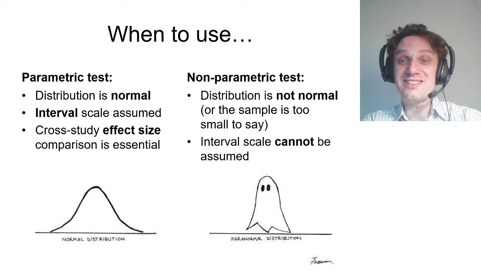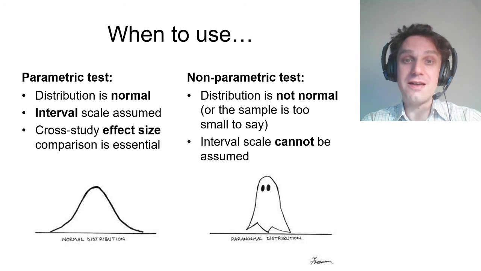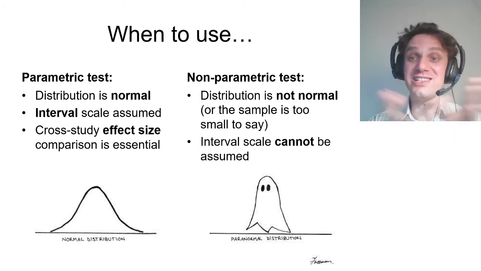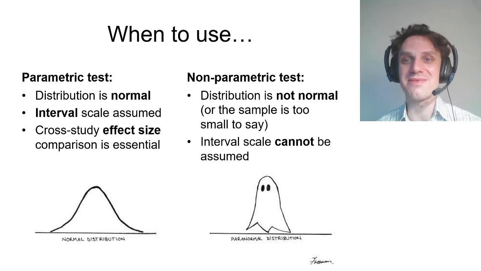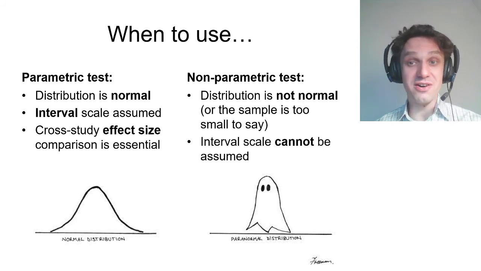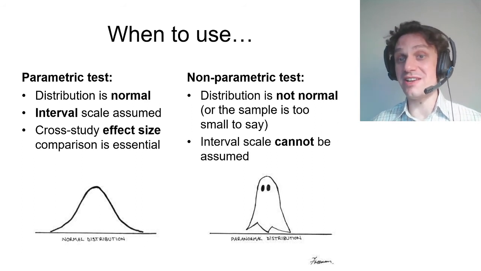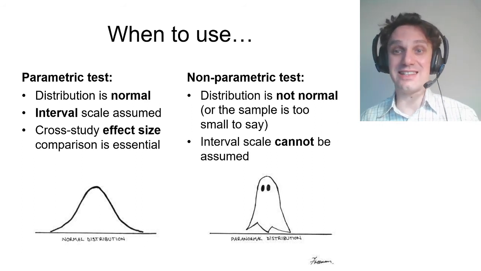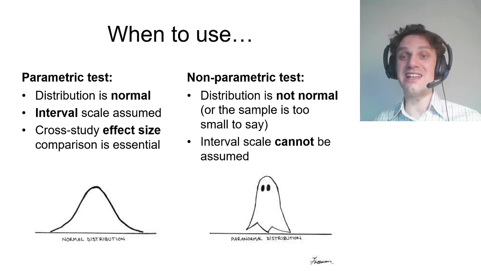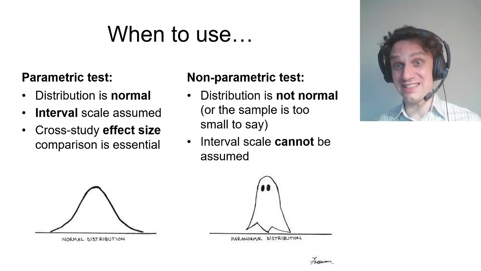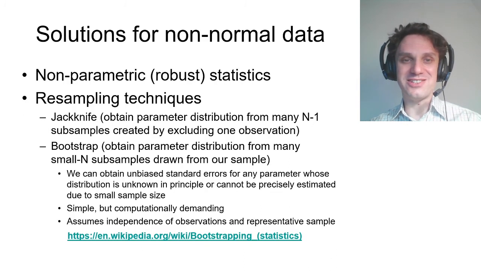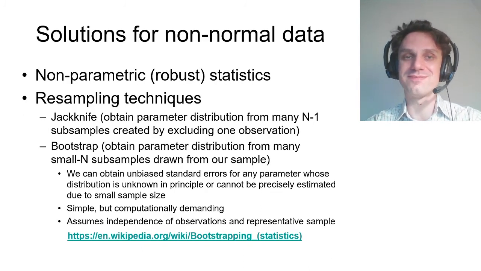If your distributions are not normal, or if your sample is too small for you to be able to say confidently whether your distribution is normal or not, because in small samples, just by chance, distributions can be very strange, or you have an ordinal scale, then you need to apply non-parametric tests. And in the following discussion, we'll differentiate between parametric and non-parametric statistics in order to inform our choice.